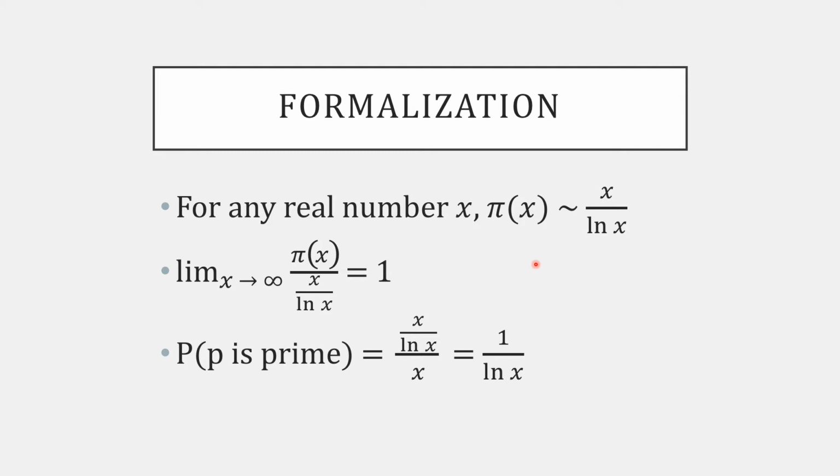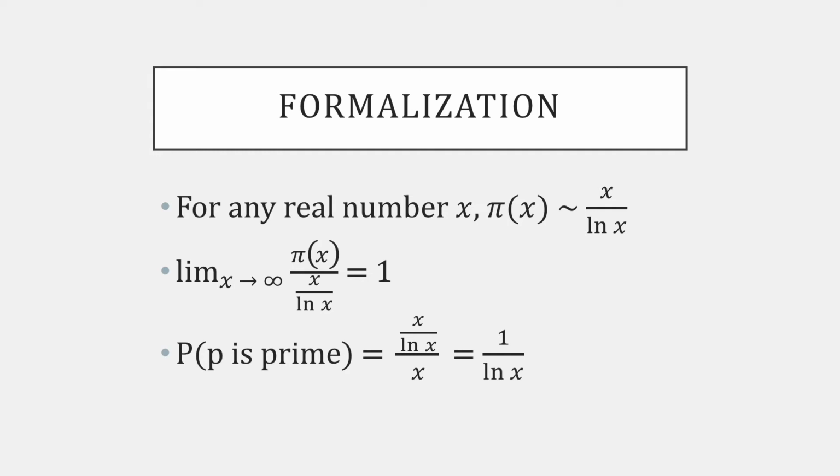As a result of this, we can also say that since there are roughly x divided by the natural log of x prime numbers that are less than x, if we pick a random integer p between 1 and x, the probability of p being prime, denoted P of p is prime, is about x divided by the natural log of x divided by x, or 1 over the natural log of x. Now, this phenomenon of the limit as x approaches infinity of pi of x over the quantity x divided by the natural log of x equaling 1 demonstrates something called the asymptotic law of distribution of prime numbers.